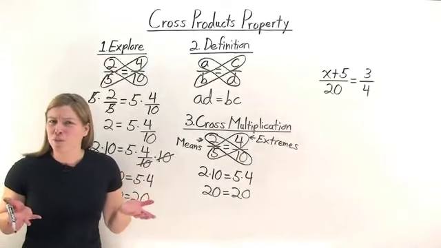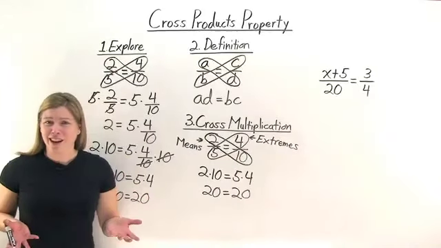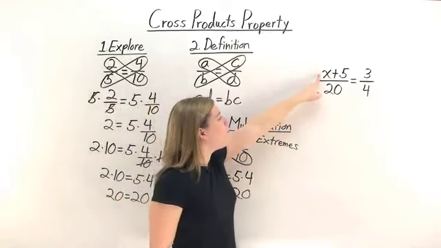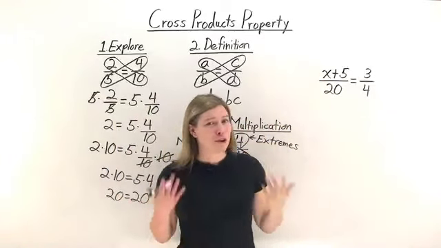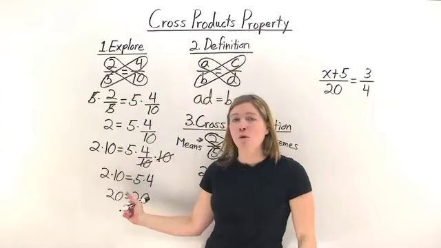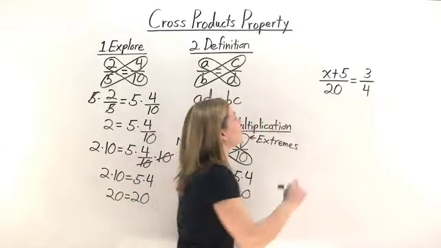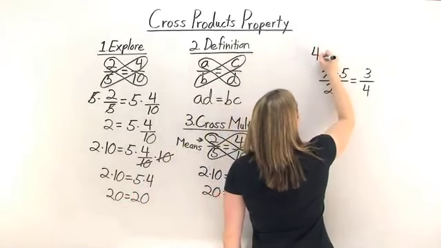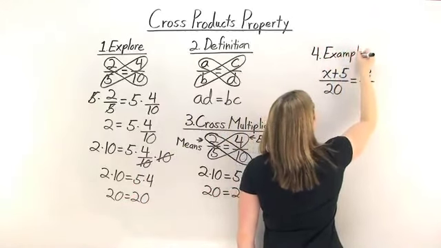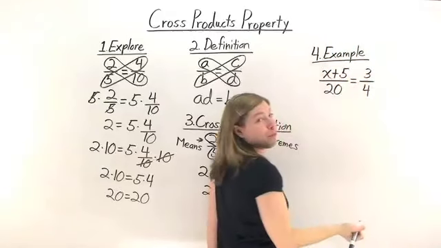But why is the cross products property so important? How does it help us? Well, let's say that we have this proportion here, and we want to solve for x. Without the cross products property, we would have to go through all these steps like we did before to get rid of each of those denominators. But using the cross products property, we can cross multiply and quickly turn this into an equation that's a bit more manageable.